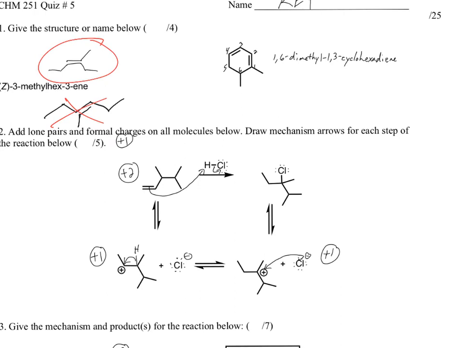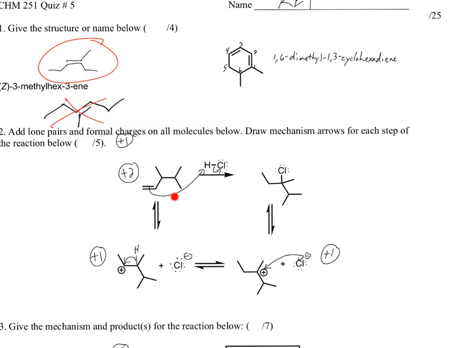All right, so problem 2, I did ask you to add lone pairs and formal charges. So that's one thing: doing careful reading of instructions is important. So all the lone pairs on everything, and the formal charges on the chlorines. Then it asks you to draw mechanism arrows. So again, this is showing you the things that need to happen. So this is very similar to some things we've worked on.